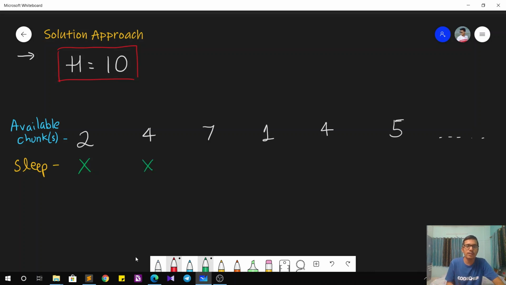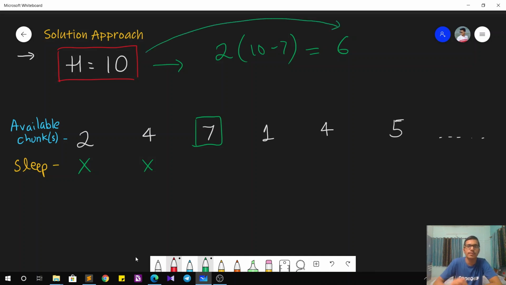Now I have a 7 unit chunk with me. Sleeping here, the resultant h will be twice of 10 minus 7. That is 6, so I have reduced my number from 10 to 6. That is fruitful for me, so definitely I will sleep here. Now you might be getting the idea of how to decide, because the number that is available to me should be at least half of my h. Only then it is fruitful for me.